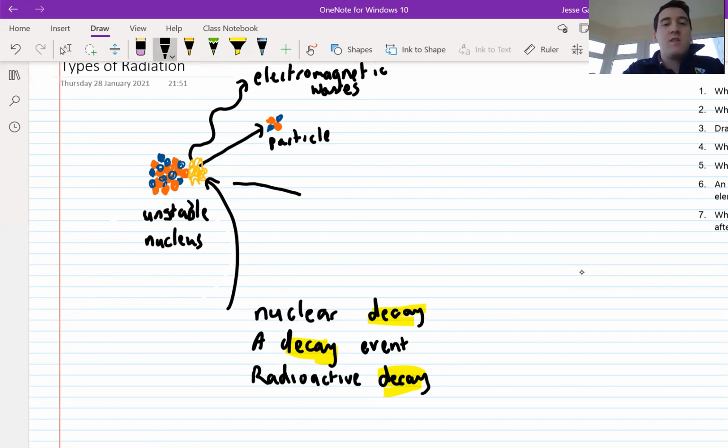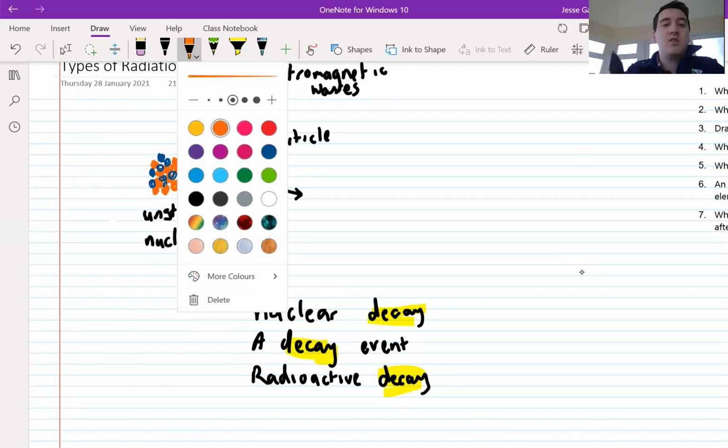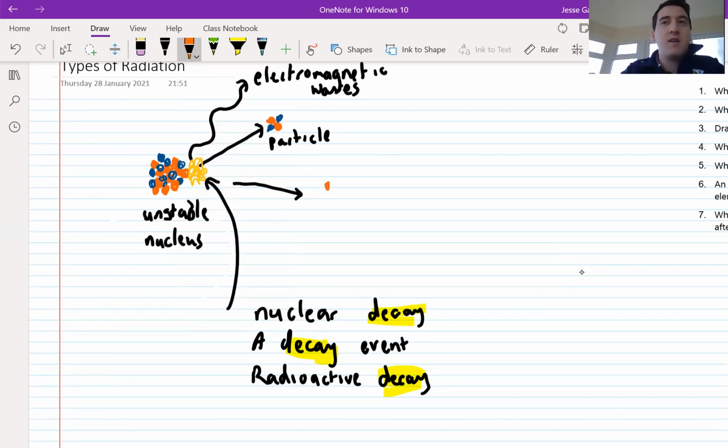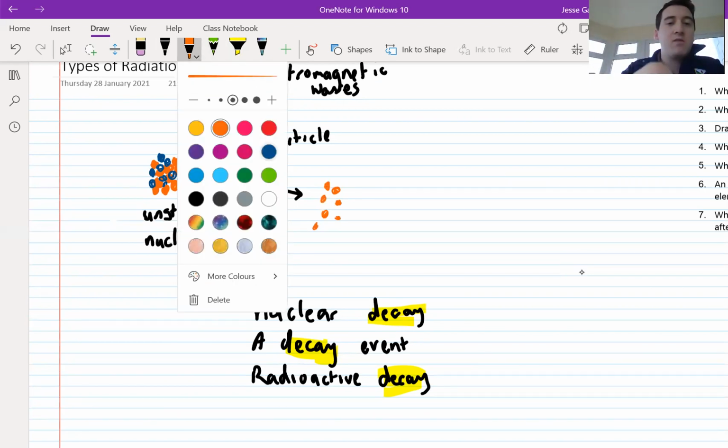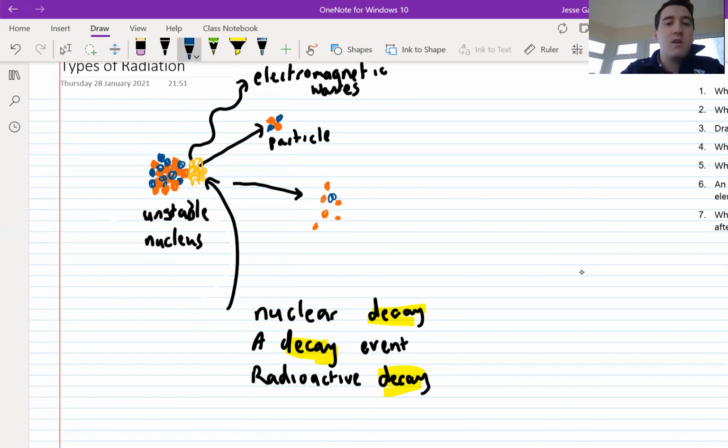What's important to note is that if a particle has been kicked out, then what's left behind is a different nucleus. The nucleus is changed because it doesn't have all the particles anymore. Some of the particles have been kicked out. Now, I'm not going to count them out exactly, but you get the message that there's now a different amount of particles in the nucleus. So we have changed the nucleus.